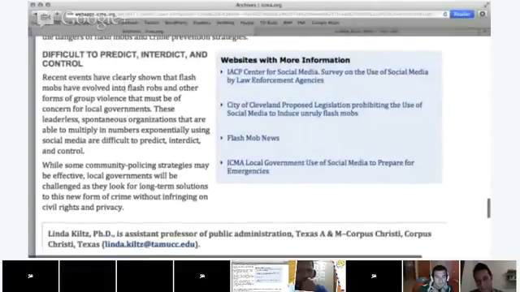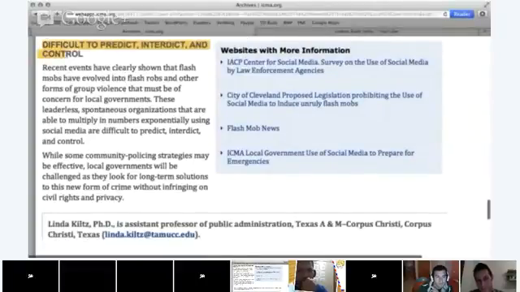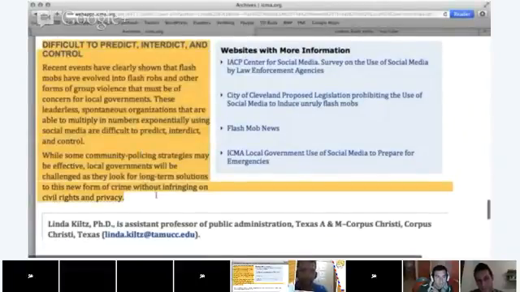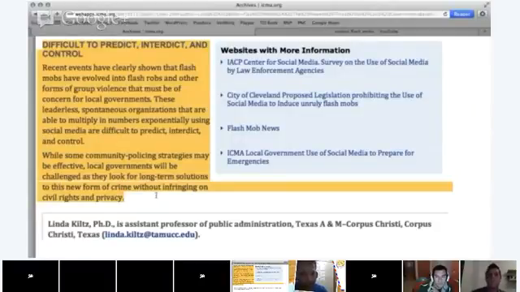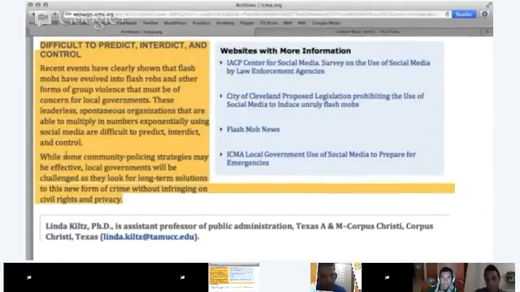So what we're going to do is read the last part of the article, and then we're going to watch the video. All right, and so this is just summing up the main problems with violent flash mobs. Would anyone like to read this section for us? Can I read? Yes, please. Okay.